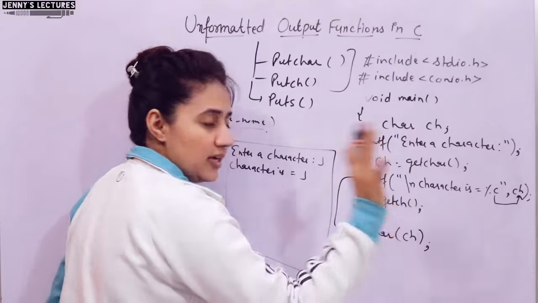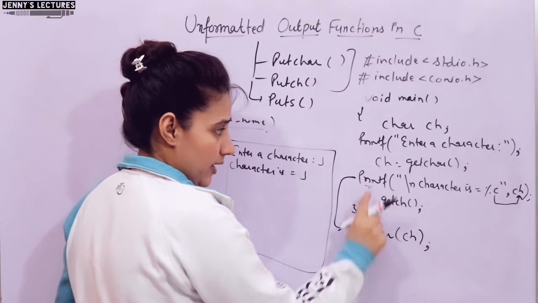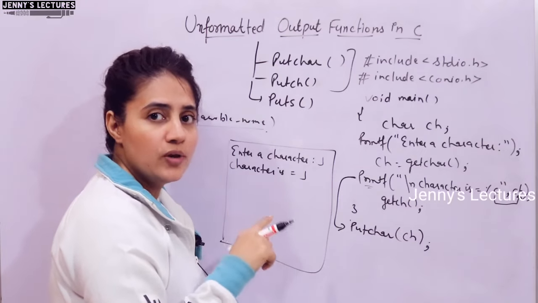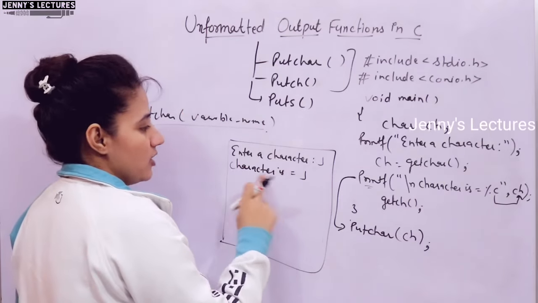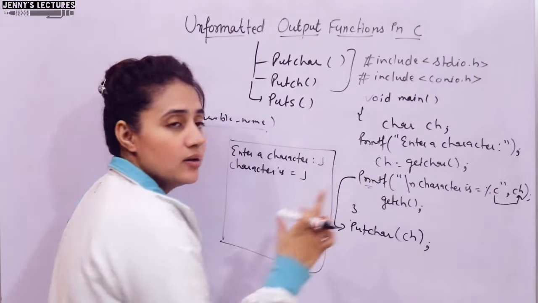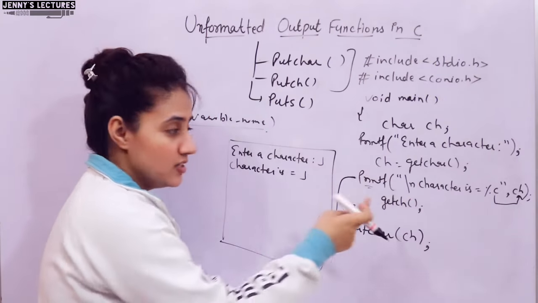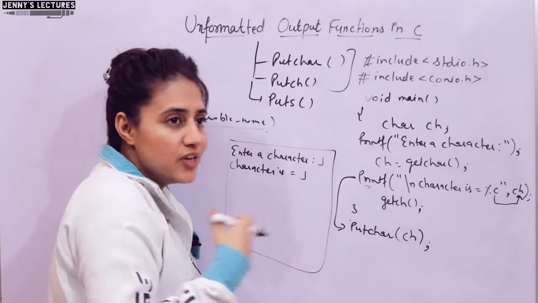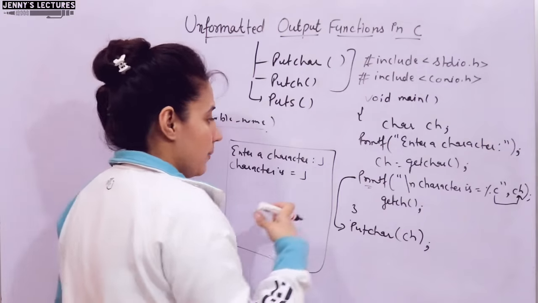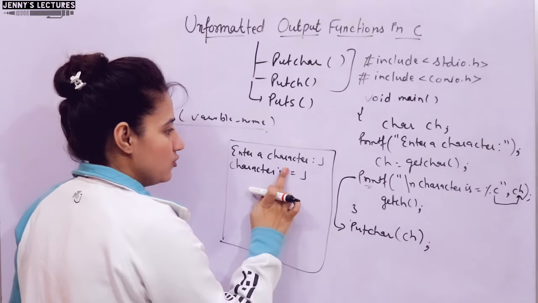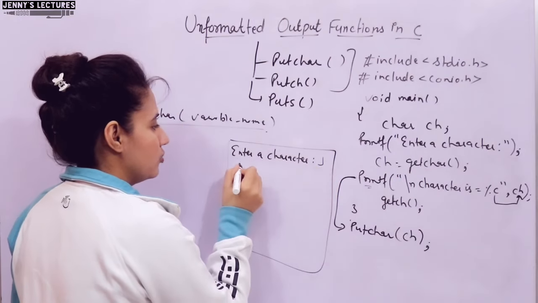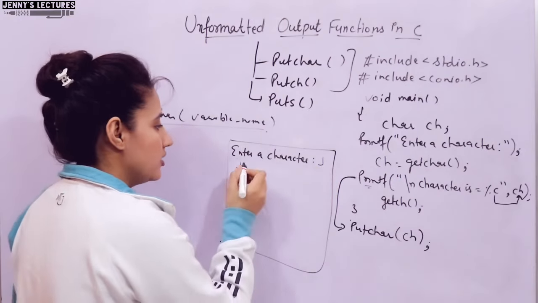So rather than this printf, if you write putchar ch, then what output will you get? Obviously you will not get the line "character is equal to", because only printf can print that. That is why we call it formatted output, because we can format our output however we want, right? But if you write putchar, then only the character will be printed. Suppose I am entering j, so j would be printed here, and the cursor would stay on the same line.